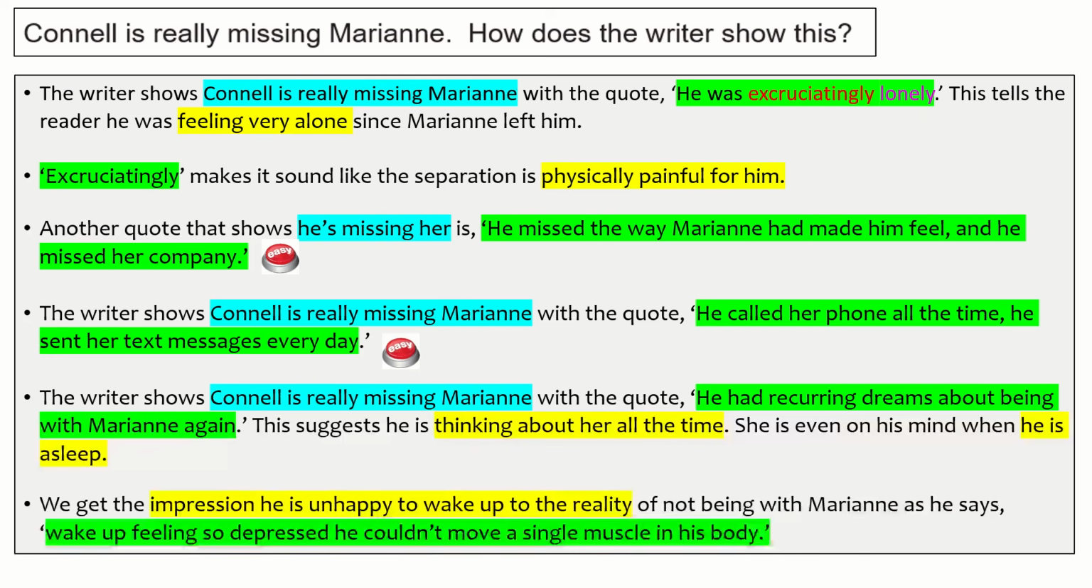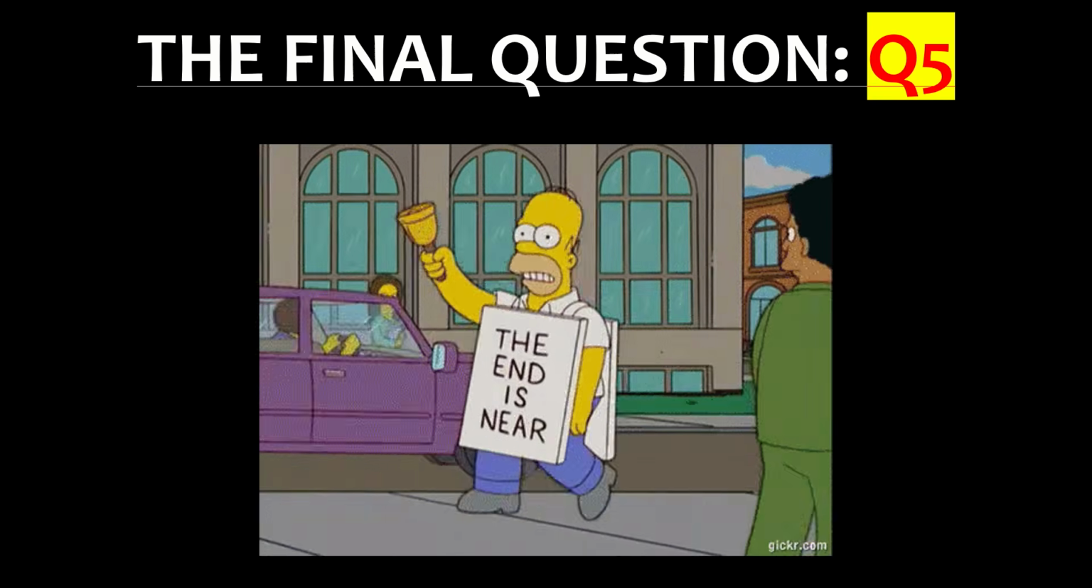And then finally, I've put we get the impression he's unhappy to wake up to the reality of not being with Marianne. As he says, he wakes up feeling so depressed he couldn't move a single muscle in his body. So again, all of these will get a mark. None of them are more than two sentences. So go through it, track through the text, 6 to 10 quotes, comment on each one if you need to.